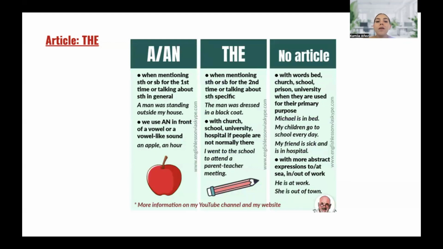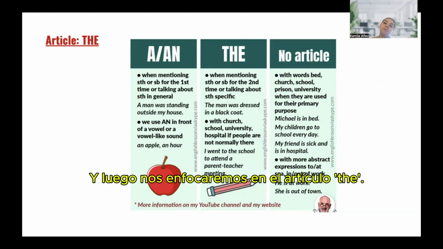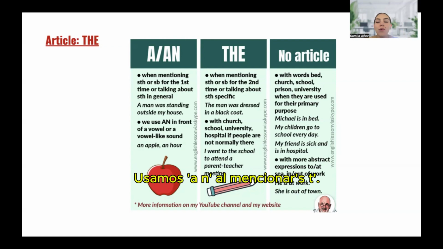Article "the". We are going to talk a little bit about the articles a, an, the, and no article. We're going to talk a little bit about this, and then we're going to focus on the article "the". An: we use "an" when mentioning something or somebody for the first time, or talking about something in general. A man was standing outside my house.